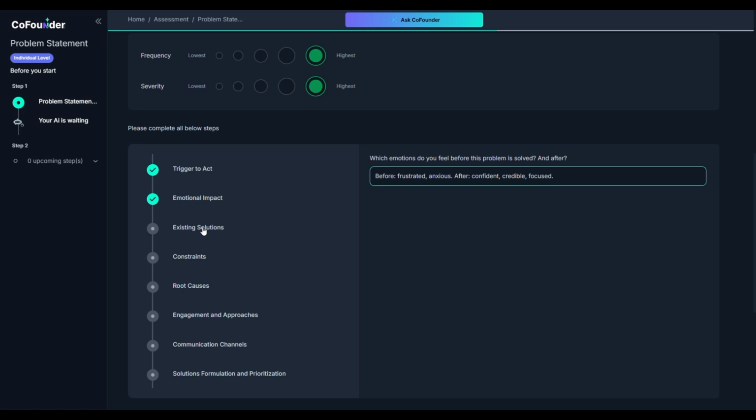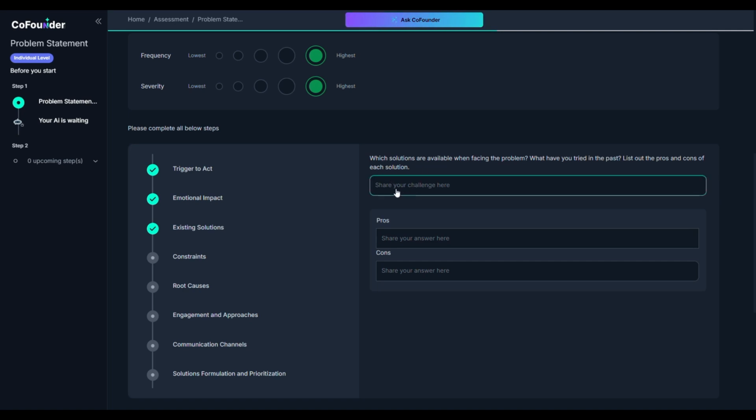Emotion isn't fluff, it's insight. When you know how a challenge feels, you understand its real cost: stress, lost trust, burned time. Capturing emotion helps the AI suggest solutions that actually resonate, not just technically, but humanly.